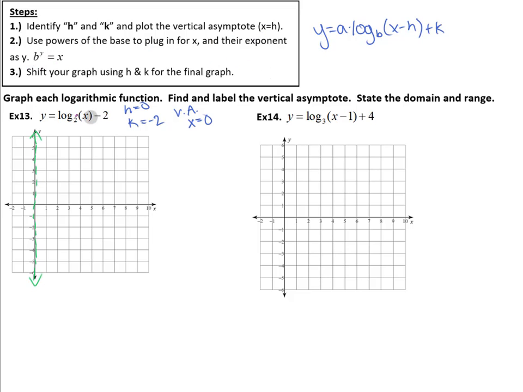So here's what we mean. We're going to kind of ignore h and k for right now, and we're just going to graph this as if h and k were 0. So let's just look at powers of 2. So 2 to the first power is 2. 2 to the second power is 4. 2 to the third power is 8. Even 2 to the 0 power is 1.